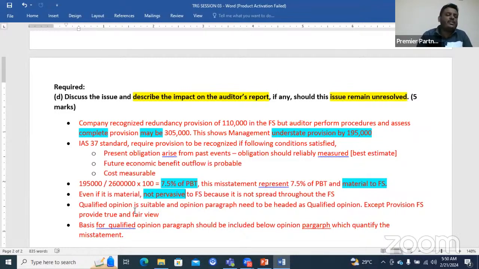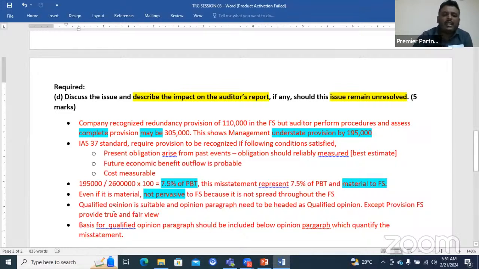Generally, it's a matter of auditor's judgment. But in your exam, take the profit figure, take the misstatement. If the misstatement can make that profit into a loss, then it is pervasive. Otherwise, it is not pervasive. So don't mention that in your answer, because practically it's a judgment. But I'm telling you a technique to decide whether it is pervasive or not.